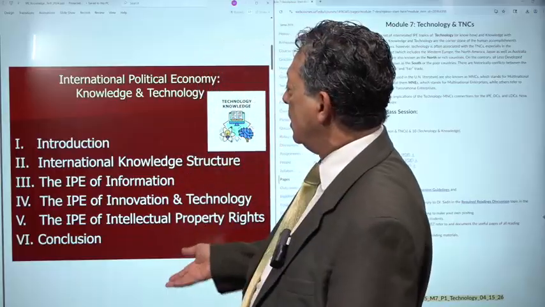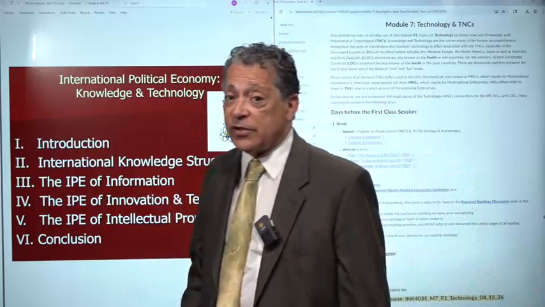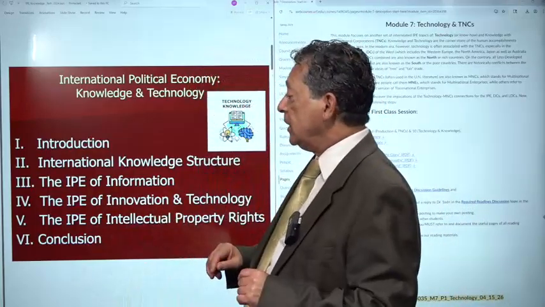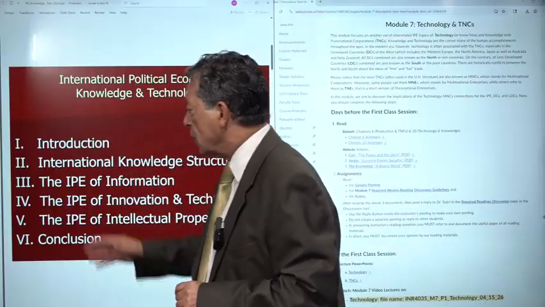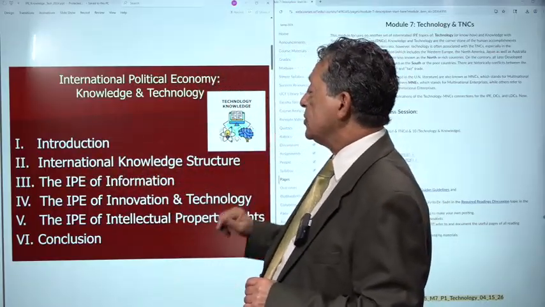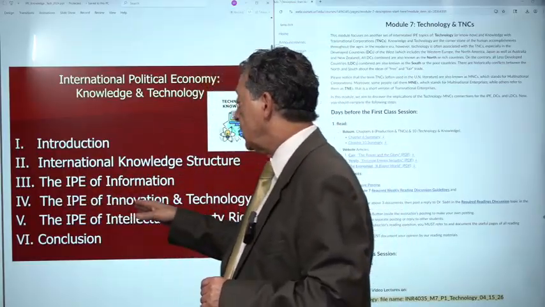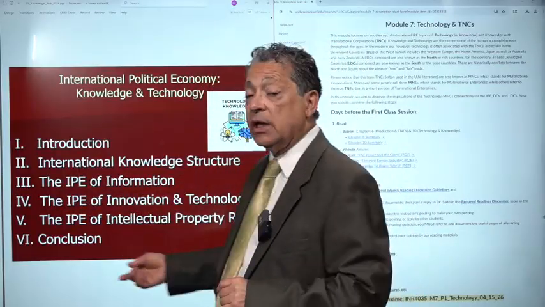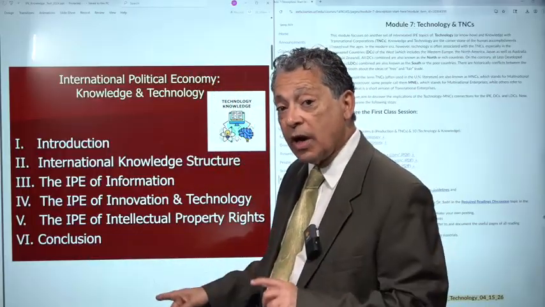So how do we start? We are starting a very sophisticated topic with a relatively speaking basic outline. We start with an introduction, then we talk about international knowledge and structure, then we talk about the IP of information, then we talk about the IP of innovation and technology, then we talk about the IP of intellectual property rights. Is that right?